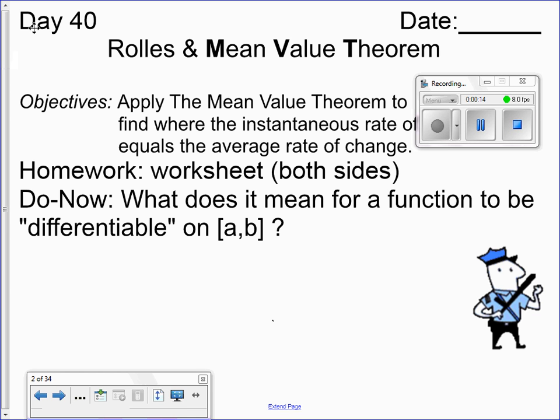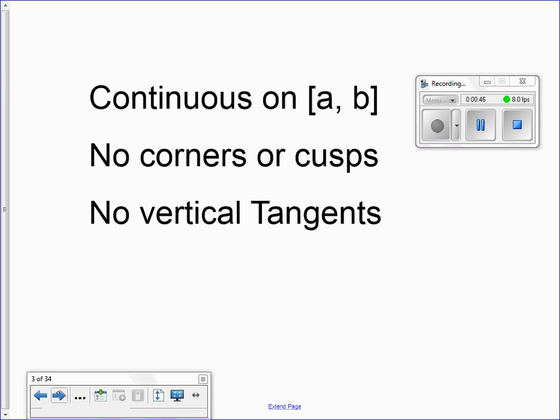Not so pleasant experience, but what does it mean for a function to be differentiable in the closed interval from a to b? Okay, so the limit has to exist, you said, of the function at every single point. And not only does the limit have to exist, to be continuous the limit does have to exist and has to equal the functional value for every point in that interval. No corners or cusps, no vertical tangents, so nice and smooth.